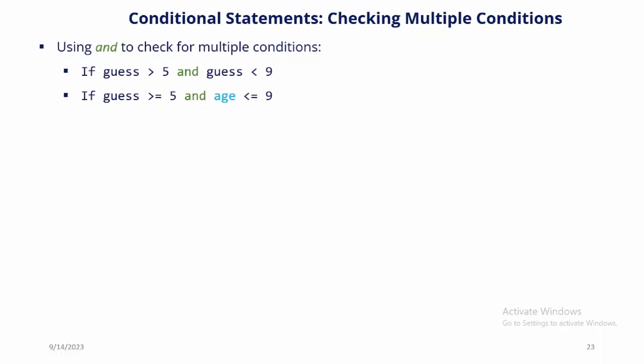We can also say if guess greater or equal to 5 and age less or equal to 9, in which case we are dealing with two different variables. One of them is guess and the other one is age, and both of them must conform. In fact, this test will only be true if both conditions are true. We can also say if guess equal to 5 and age less or equal to 9.